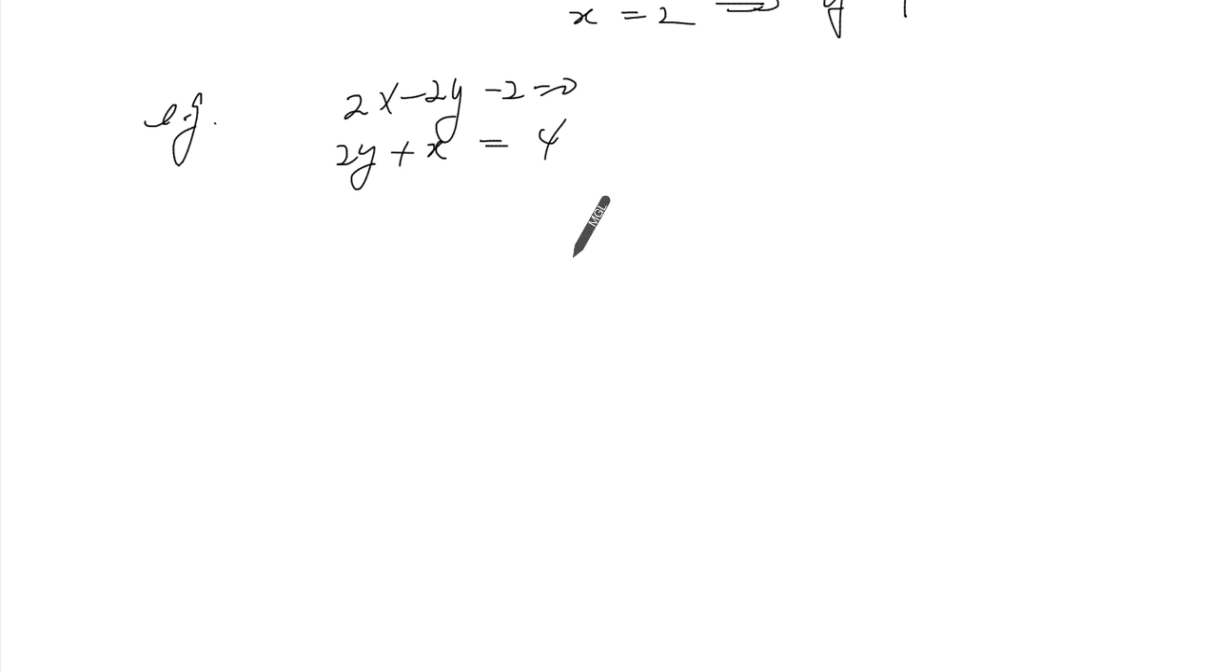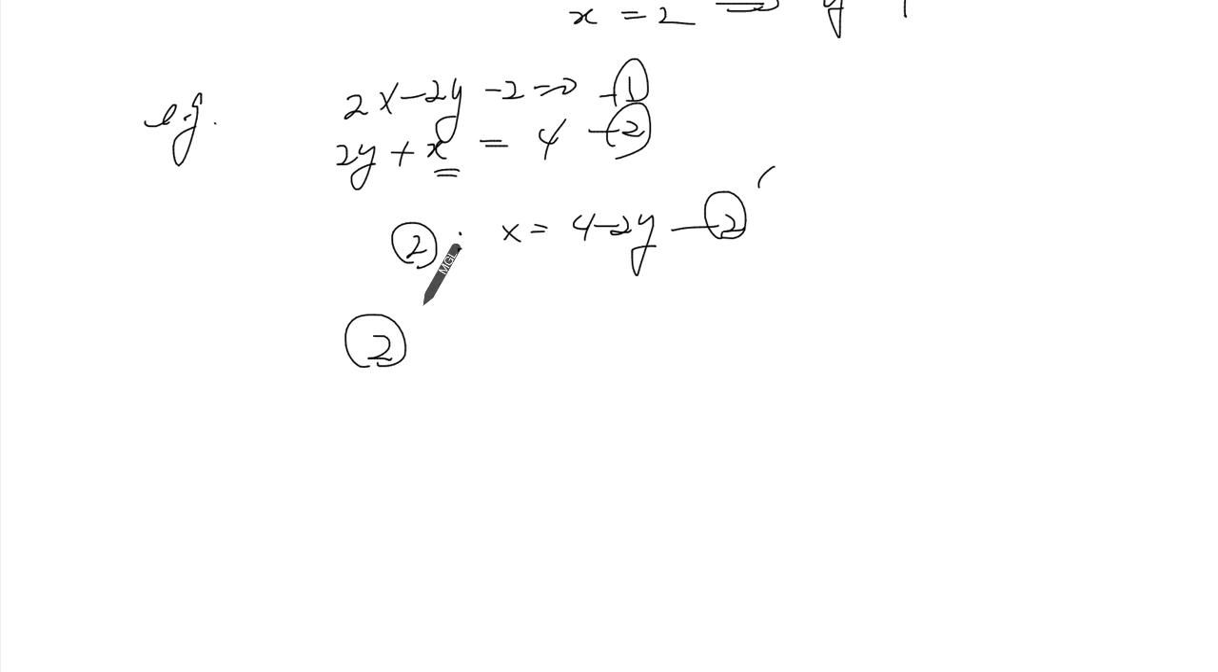Okay, so for this, I'm going to use a substitution method. Okay, so I'm going to call this equation 1 and equation 2. From equation 2, I'm going to isolate the x. You get 4 minus 2y. I isolate the x, because that's the easiest thing to isolate. I'm going to call this 2 prime. I'm going to do this 2 prime, sub into equation 1. So you get 2 times, the x gets replaced with 4 minus 2y, minus 2y minus 2 is equal to 0.